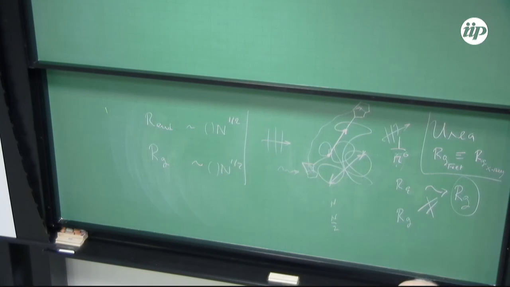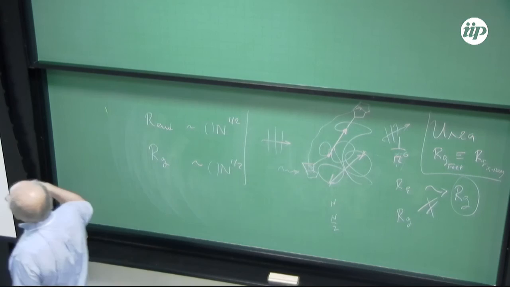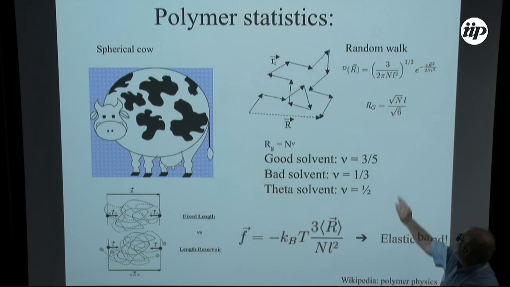Other people say, no, the nu for an unfolded protein in water is 3/5. So that's Sosnick. He measures it, he says it's 3/5. He may be right. I don't know. And that's another version of this.